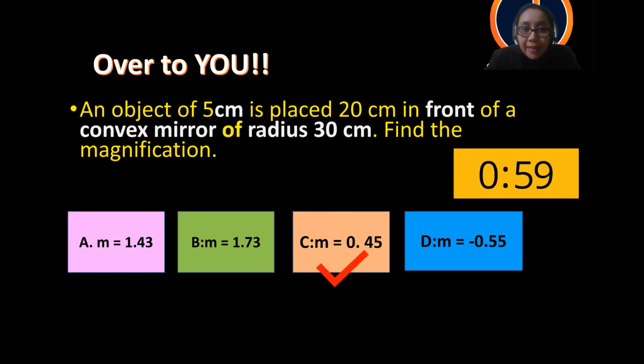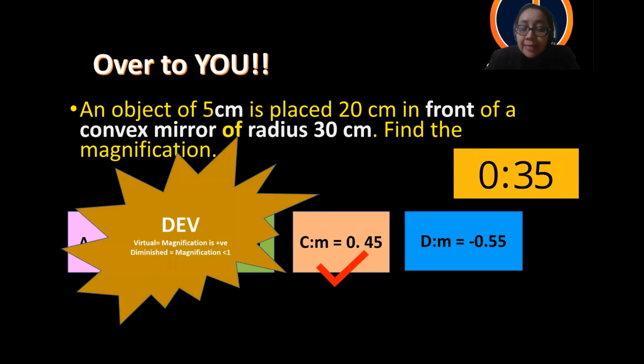So I'm hoping that you have answered it correctly, and the proper or the correct answer is the magnification should be 0.45, as we know that it is which type of mirror? It is convex mirror, and hence the image formed, the quality of the image will be DAVE, that is diminished, erect, and virtual. And since it's virtual, the magnification is always positive.